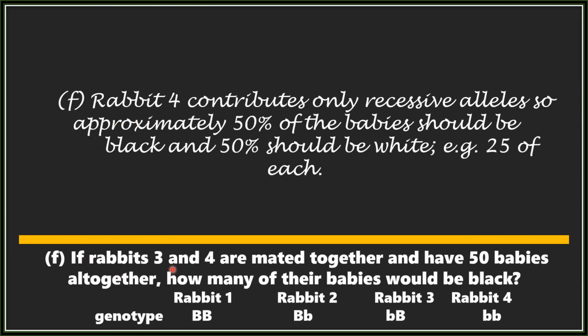If rabbits 4 and 3 are mated together and have 50 babies altogether, how many of their babies would be black? Rabbit 4 contributes only recessive alleles, so approximately 50% of the babies should be black and 50% should be white, e.g. 25 of each.